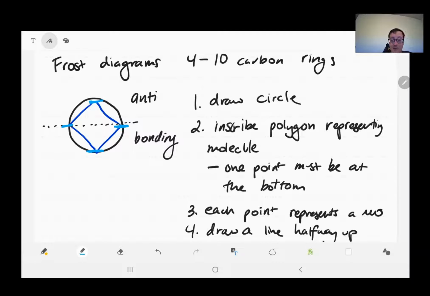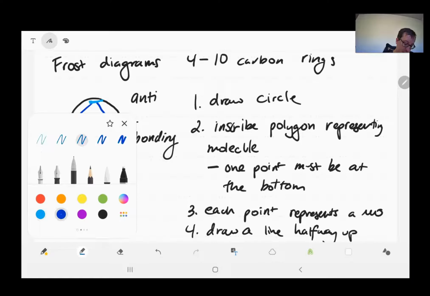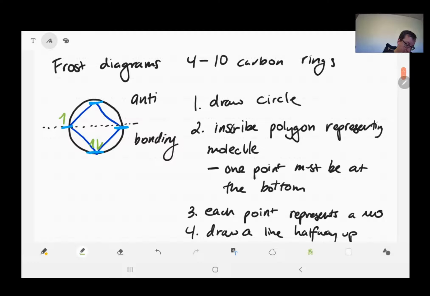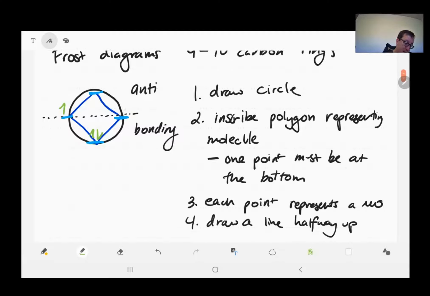This system has 4 electrons, right? Cyclobutadiene has 4 electrons. If we put those in, always fill your lowest ones first, and always fill degenerate orbitals equally before you start pairing them off, right? Degenerate ones are the same energy, so had I drawn my square perfectly, it would be very clear that it's the same energy.